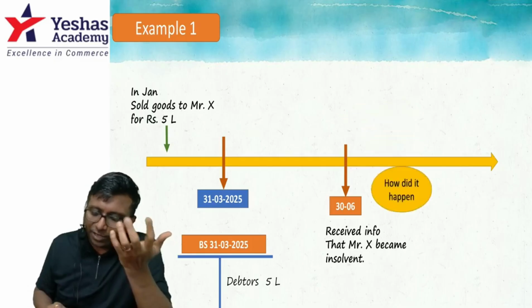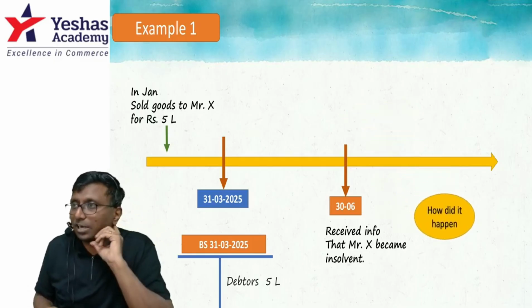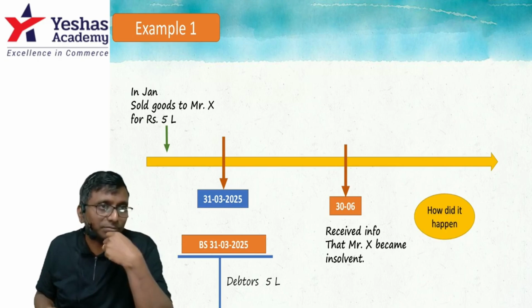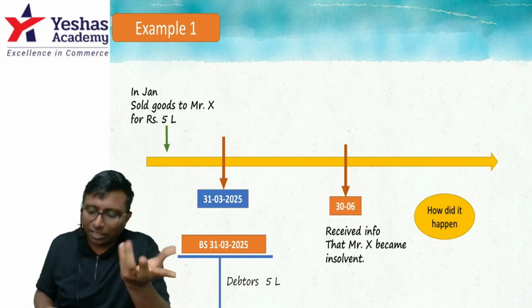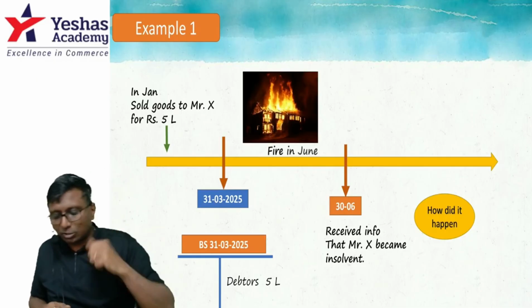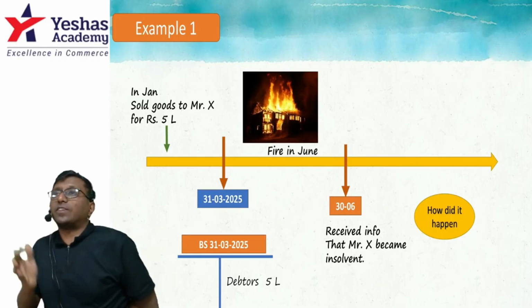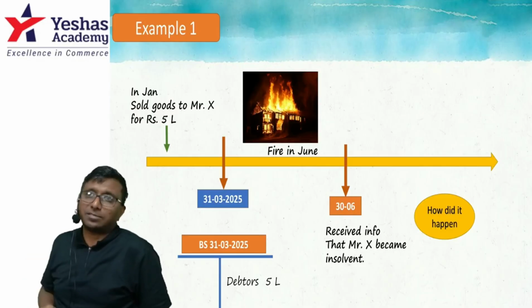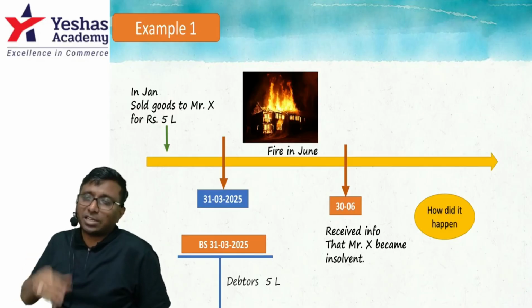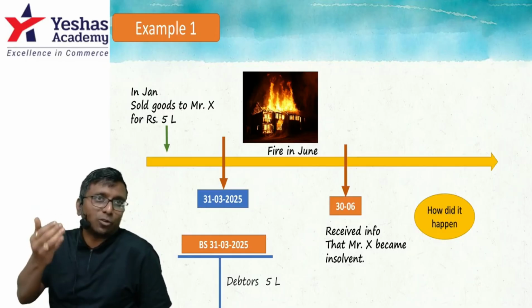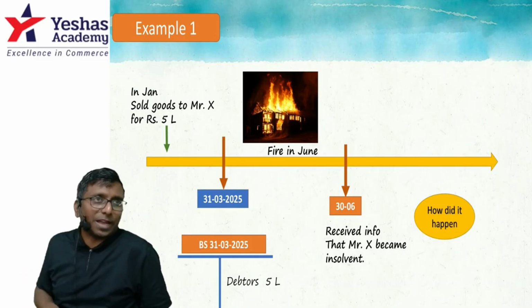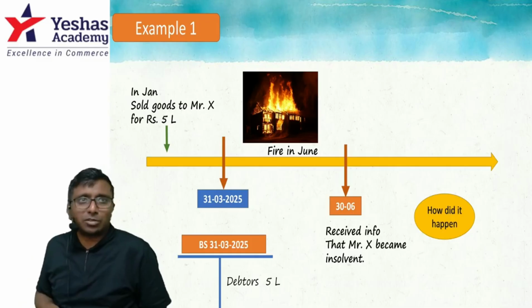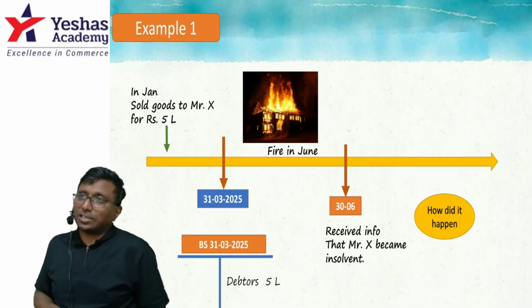So what has happened? This person was a good customer to me. Someone gave me the information that a fire accident happened in the customer's premises. He lost everything, and that's why he had to go for an insolvency petition. He became bankrupt. Understood? This is the information.